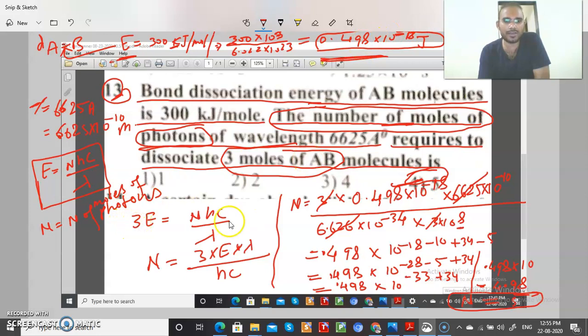So 3E is equal to nhc by lambda. So n is equal to, cross multiplied, student, 3E into lambda by hc. And now n equal to this, all the values you keep on top and bottom, plug in the values, and then simplifying the powers you will get n is equal to 5.